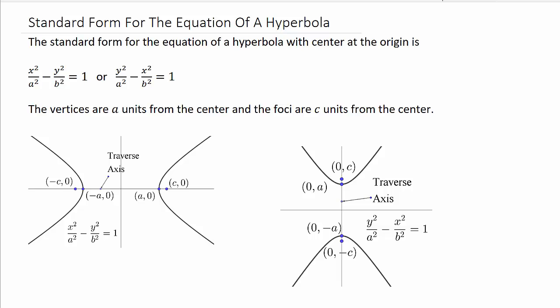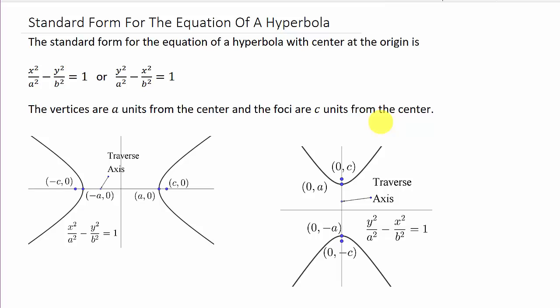It says the standard form for the equation of a hyperbola with center at the origin is x squared over a squared minus y squared over b squared equals 1, or y squared over a squared minus x squared over b squared equals 1. The vertices are a units from the center, and the foci are c units from the center. All right, so let's talk about this a little bit more.